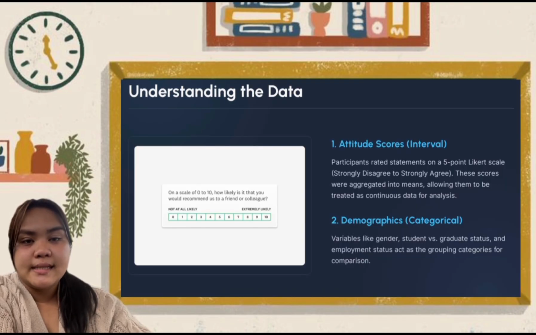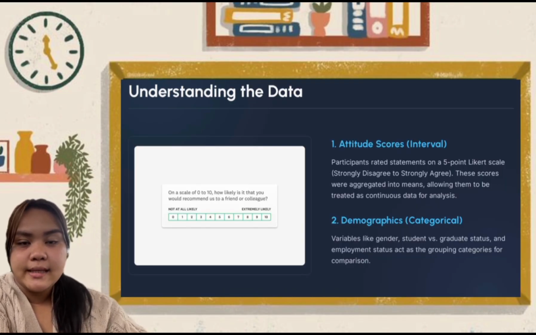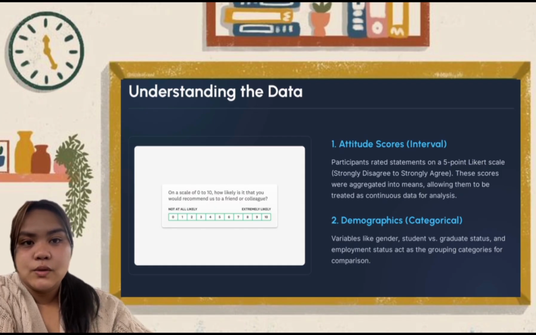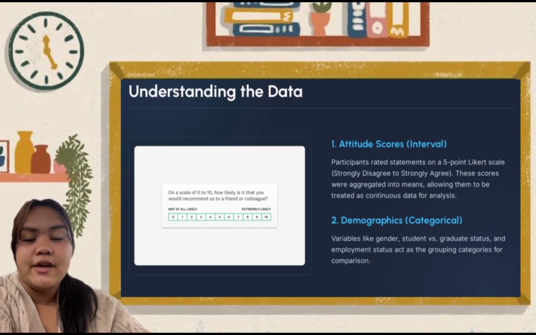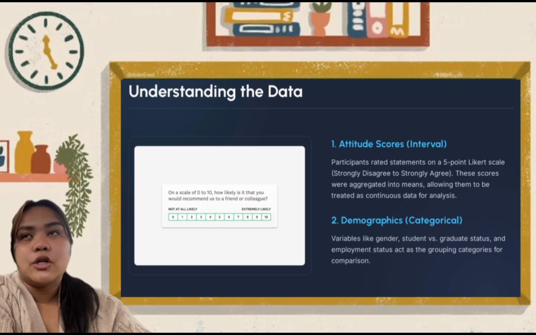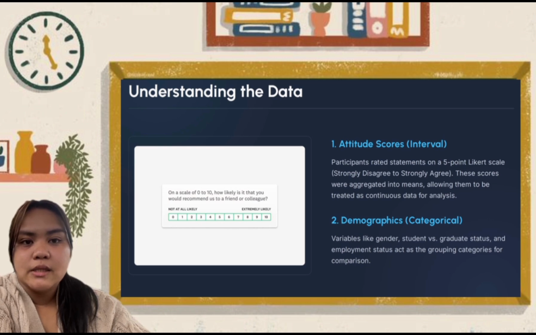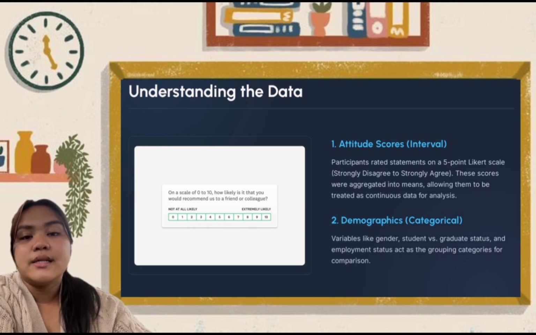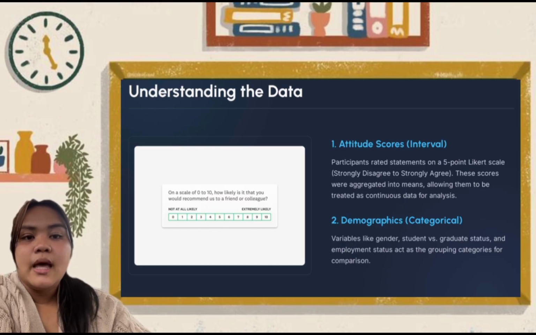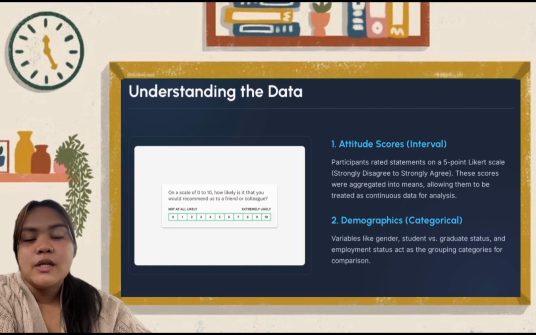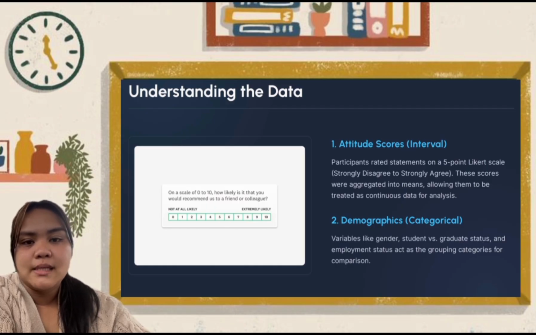To understand the analysis tools, we must first understand the data types. The key data, the attitude scores, were gathered using a 5-point Likert scale, from strongly disagree to strongly agree. These are treated as interval data. The scores were aggregated into means so they could be treated as continuous data for statistical analysis. The second type is demographics, which serve as categorical variables. These include variables like gender, student versus graduate status, and employment status, which act as the grouping categories for comparison.